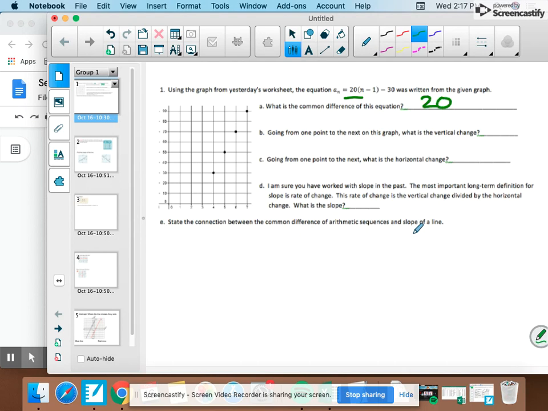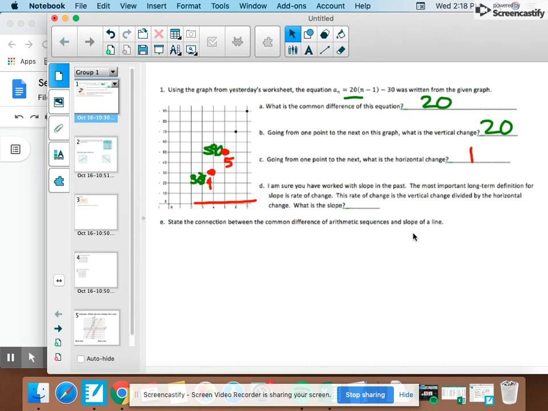Now we're going to look at the graph, and it says going from one point to the next on the graph, what is the vertical change? So I'm going to look at this point and this point. This point is at 30 and this point is at 50. So the graph is going up by 20s for the vertical change. And then the next one says to look at the points horizontally. So if I look here, this point is at 4 on the x-axis, and this one is at 5. So the horizontal change is 1.